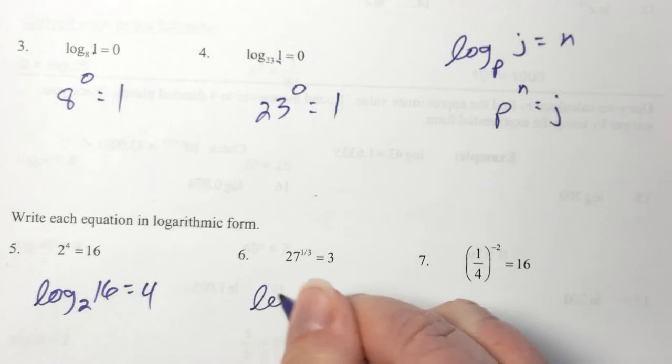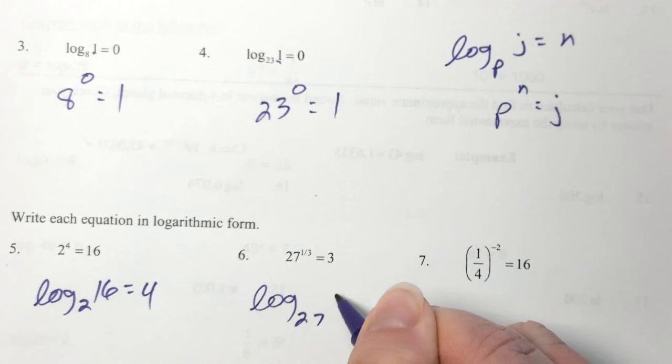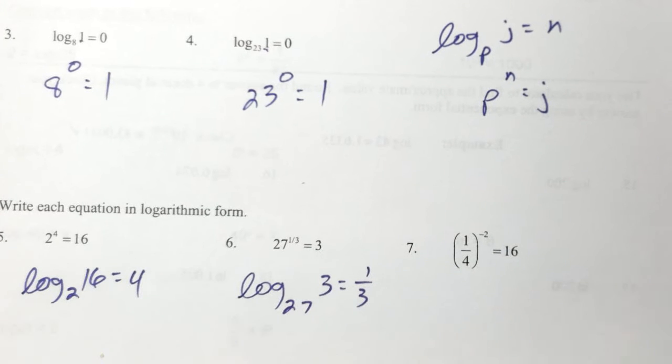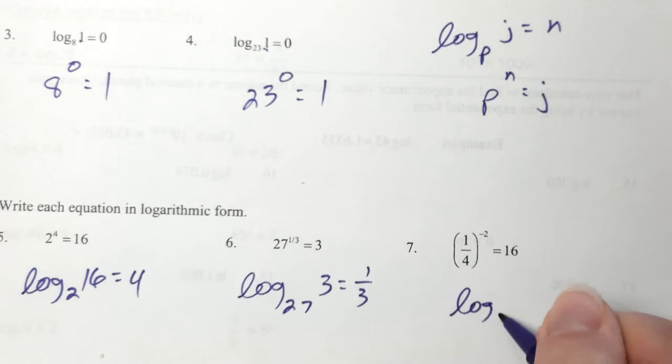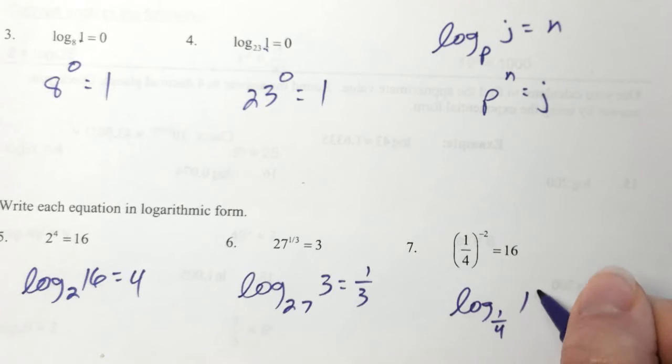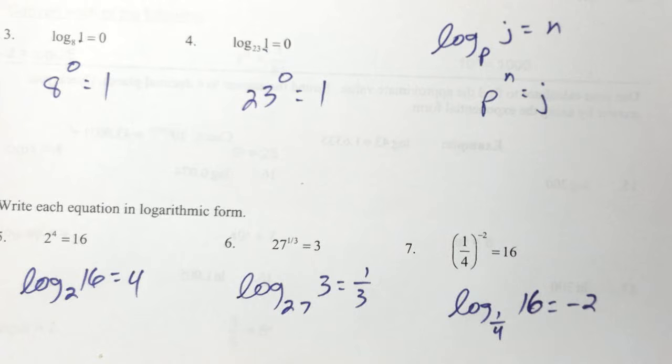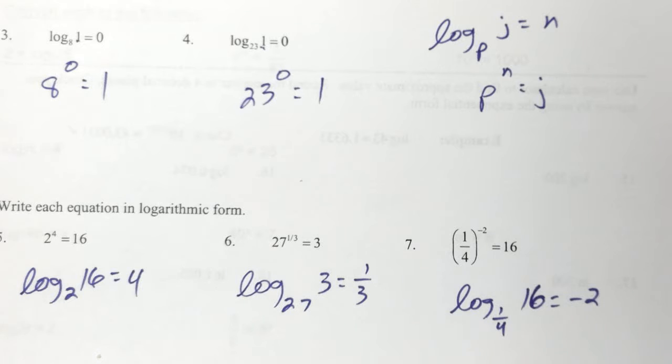Okay, here, log base 27 of 3 equals 1/3. And the last one, log base 1/4 of 16 equals -2. And again, you could practice typing these logs in a calculator and making sure that it made true statements. All right. Remember, the argument always has to be a positive number, so these have always worked out where we had positive numbers in our argument position.